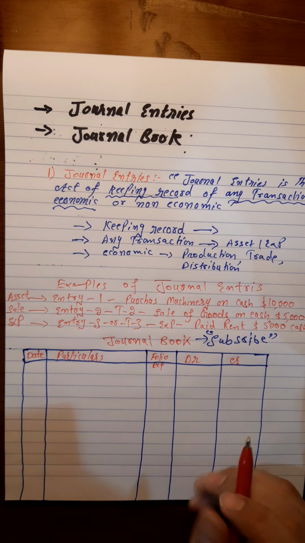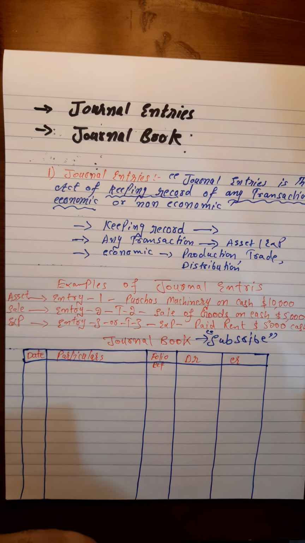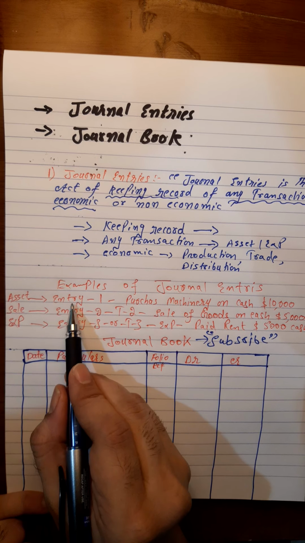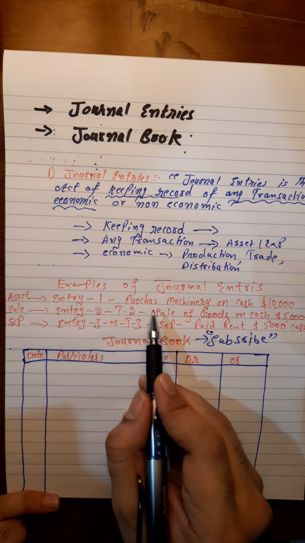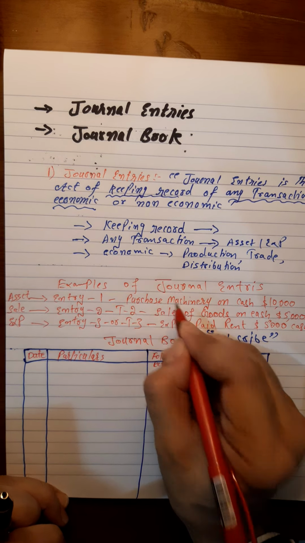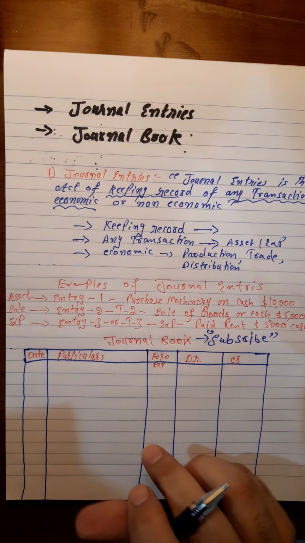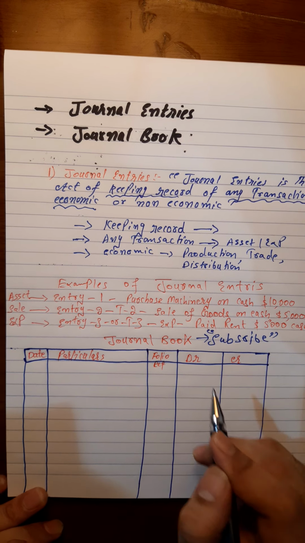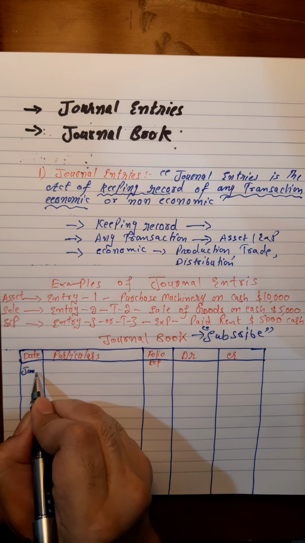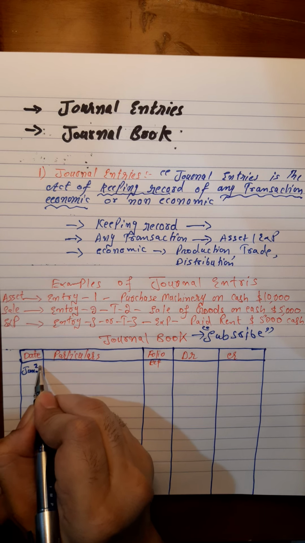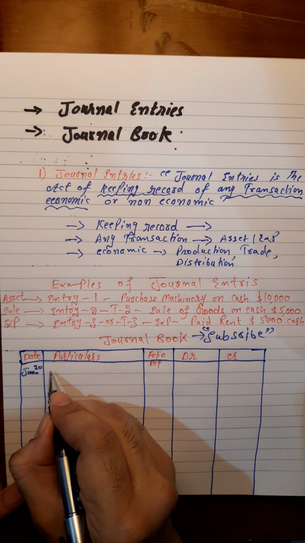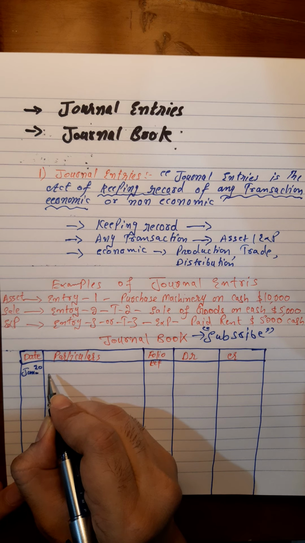Okay, now we move to our first entry, asset. Entry number 1, transaction number 1: purchase machinery on cash, $10,000. On January 2020, purchase machinery. So friends, now we will do the entry through the debit credit rule.